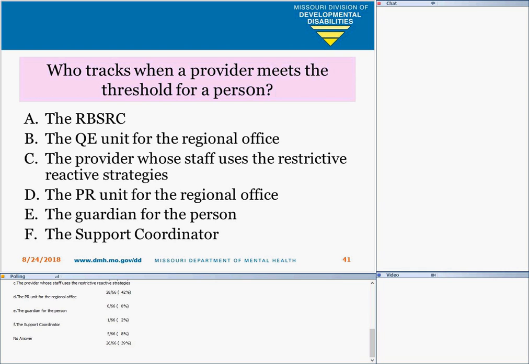They're not there. And the support coordinator will probably want to be monitoring to make sure that happens and that they're involved in that discussion when the team goes through a review. The only people who are really going to know when restrictive interventions are used is, of course, the people using them. So that is C.